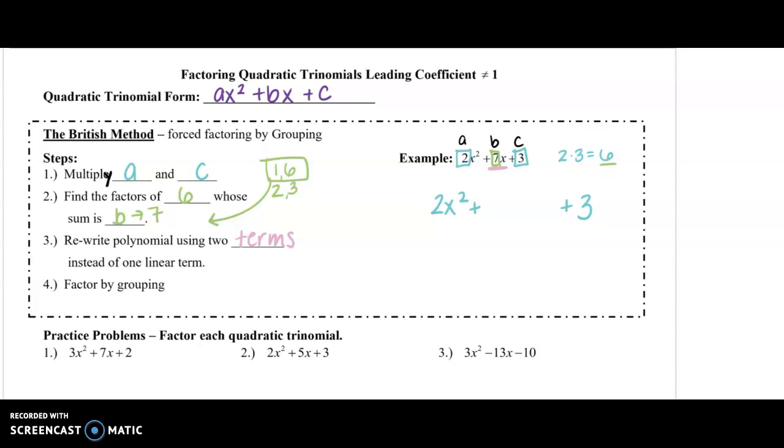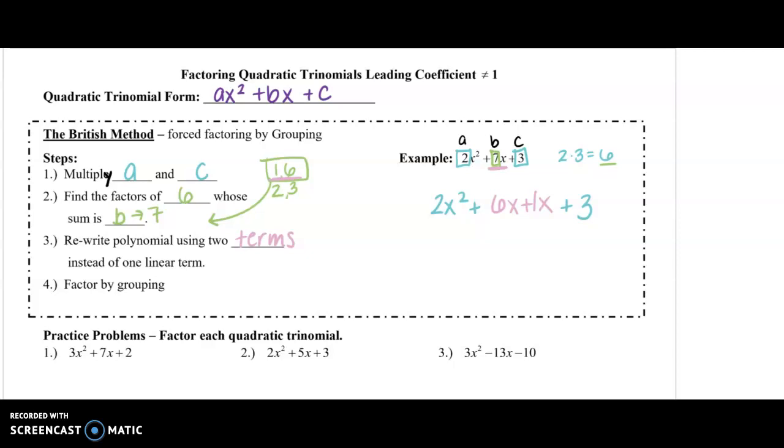Okay, both of those pieces in the front and end stay. But what changes is instead of writing 7x, I said that the factors 1 and 6 are the factors that multiply to 6 and add to 7. I am going to replace 7x with 6x plus 1x. Remember, those were the factors, 6 and 1. And if you think about it, there's nothing different with that problem because 6x plus 1x gives me 7x.